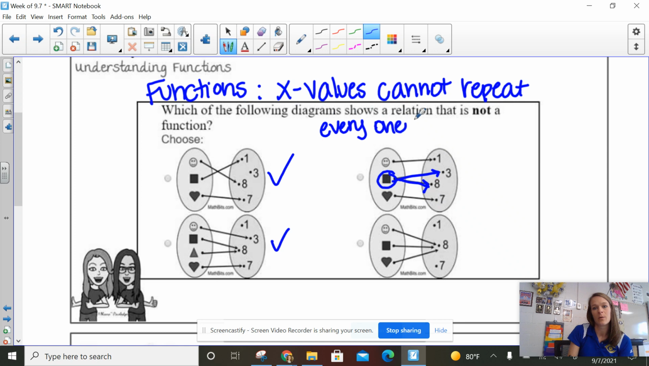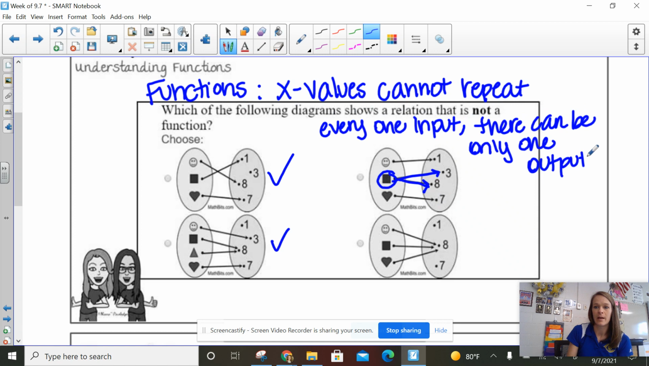So for every one input, there can be only one output. Okay, so this would be your one that is not a function right here.